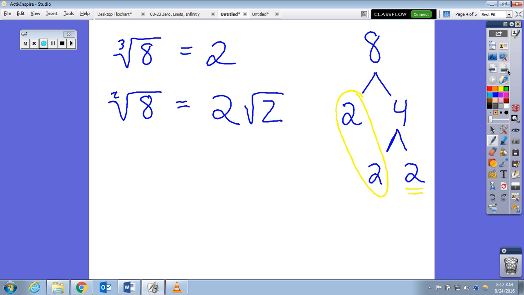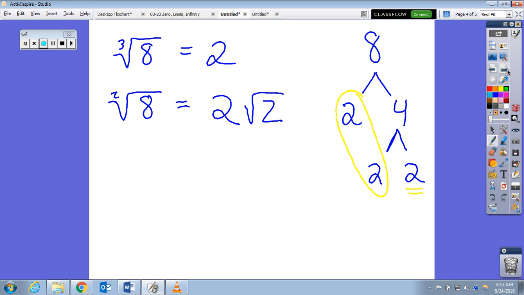This is a good review for you guys, I think. Simplifying radicals. Probably some of you forget this, or maybe you weren't taught this way. But I think the best way to do these, this one you might know off the top of your head. This is a nice rational value too. But what about the square root of 8? The square root of 8 is going to be irrational. But how do you do it?